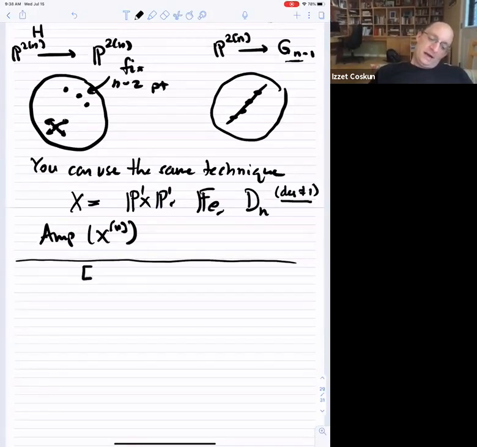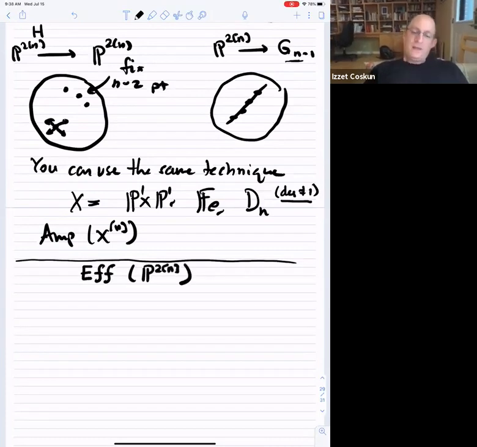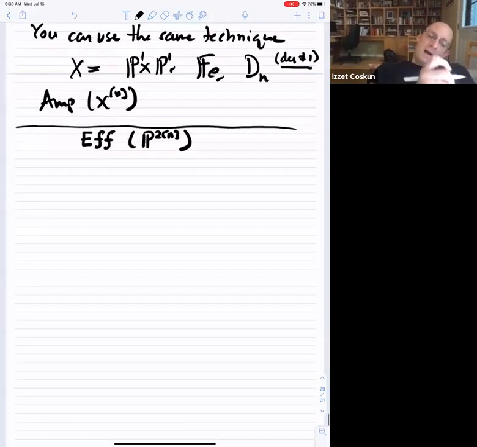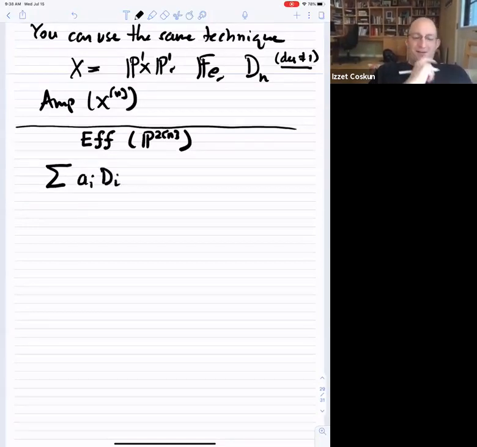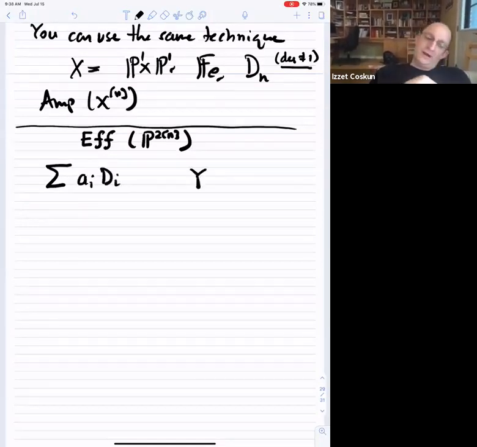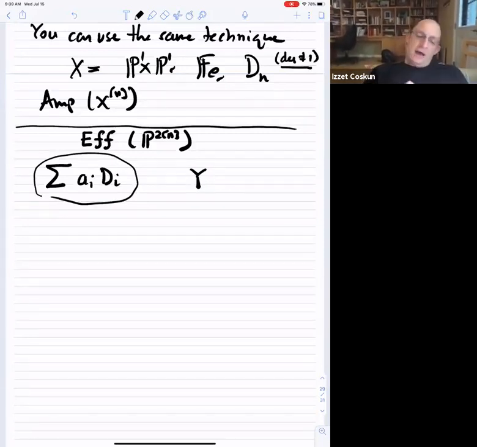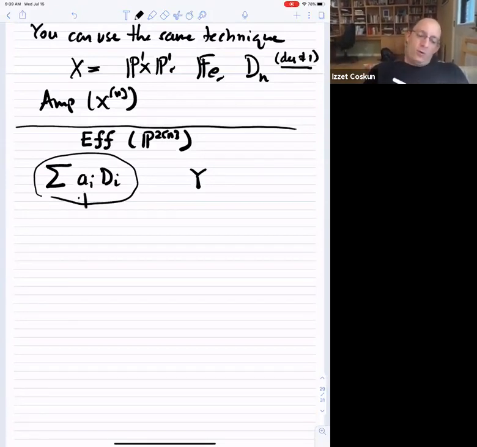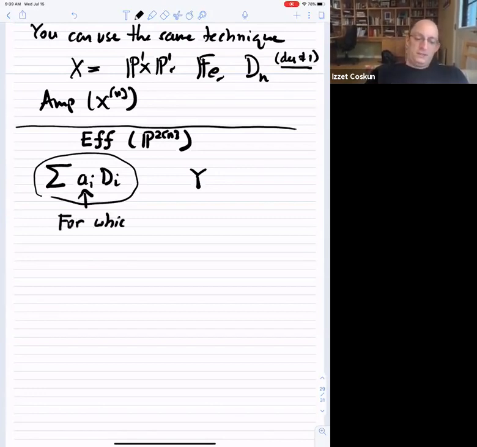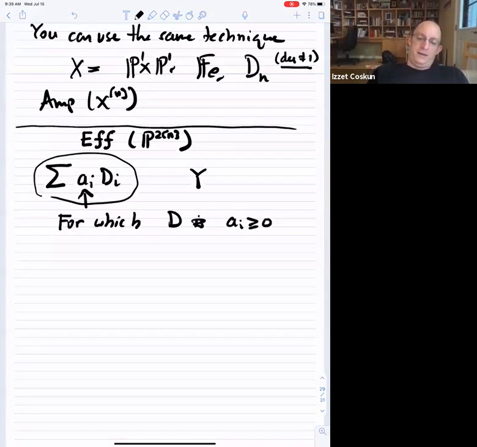So the next thing that I want to talk about is the effective cone of P^{2n}. Okay. So now you see, if you talk about divisors, right? A divisor is a formal linear combination of codimension 1 subvarieties. So say that you have a projective variety Y, smooth, right? It's a linear combination of codimension 1 subvarieties. And then the question that you can ask is, when can you make all these a_i be non-negative? For which divisors D can you make the a_i non-negative?